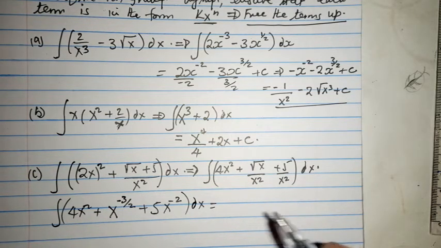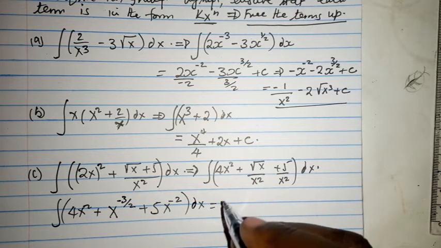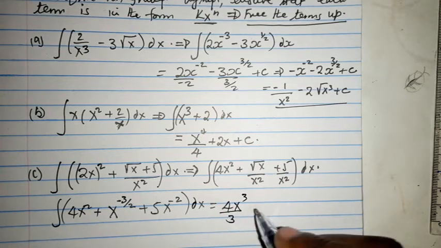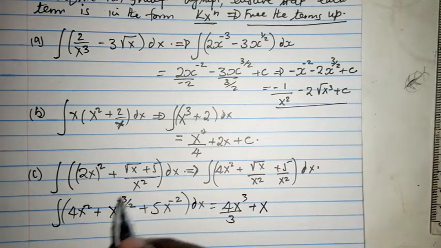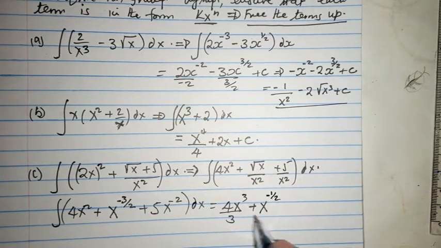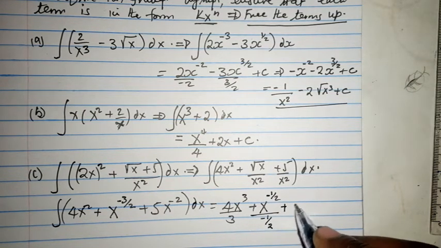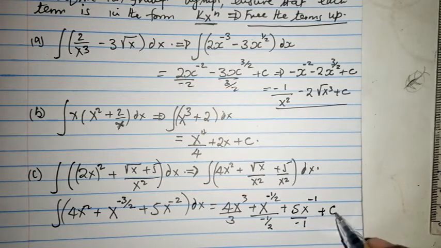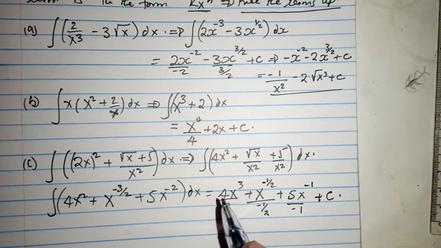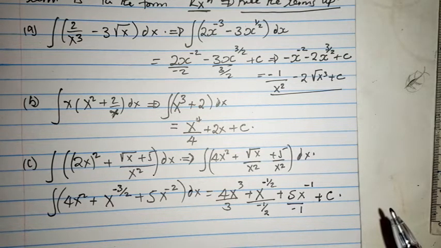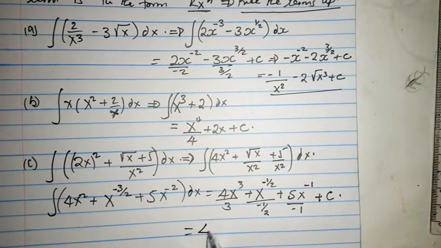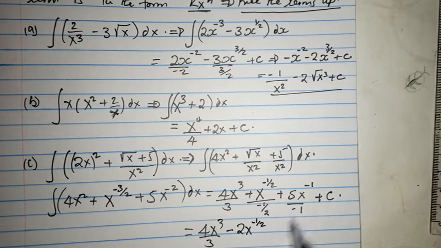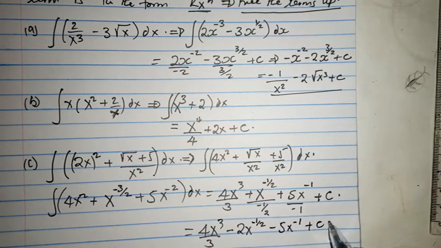Now we can integrate because they are now very free. So we have 4x cubed over 3 plus x raised to the power minus 1.5 plus 1, that is minus a half, all over minus a half, plus 5x raised to minus 2 plus 1, that is minus 1, over minus 1, of course plus a constant. Cleaning it up now, because we have finally integrated, gives us 4x cubed over 3. Of course, dividing by a fraction means multiplying by its reciprocal, and it is negative, so minus 2x^(-1/2), of course minus 5x^(-1) plus a constant.